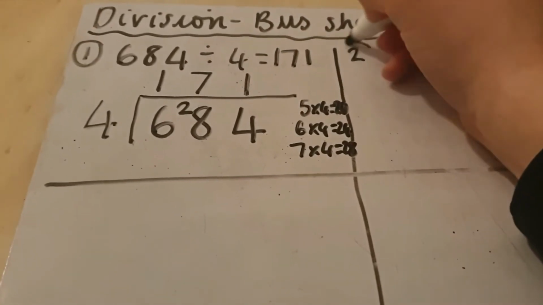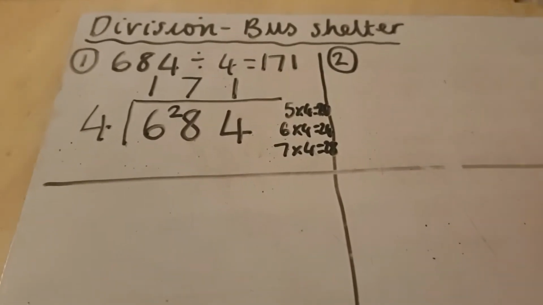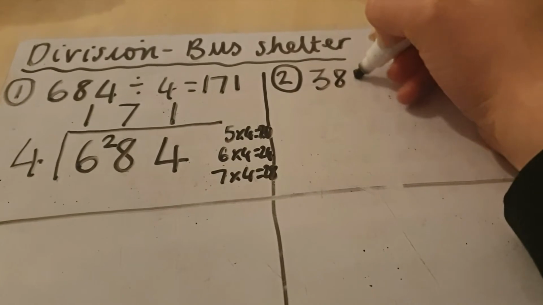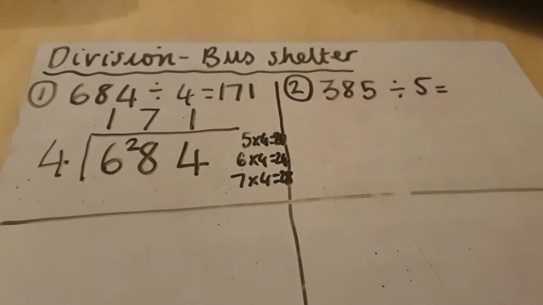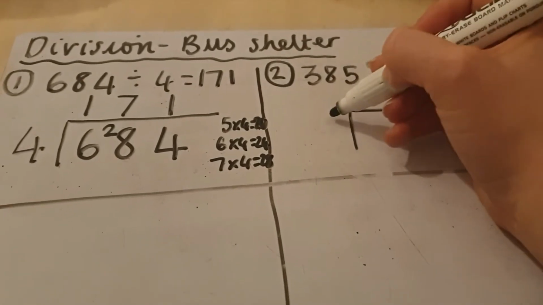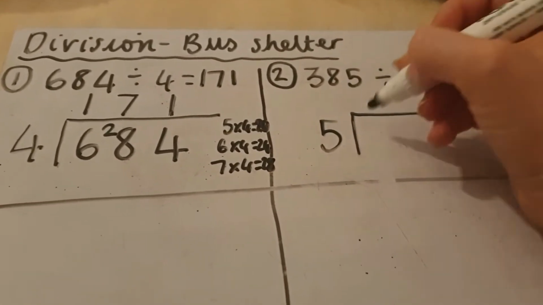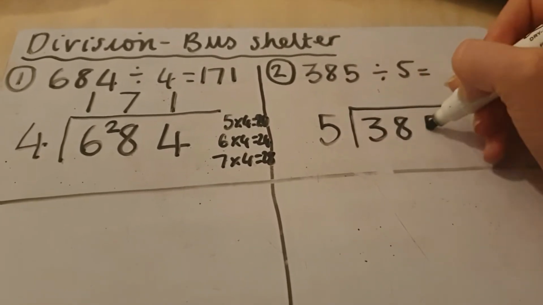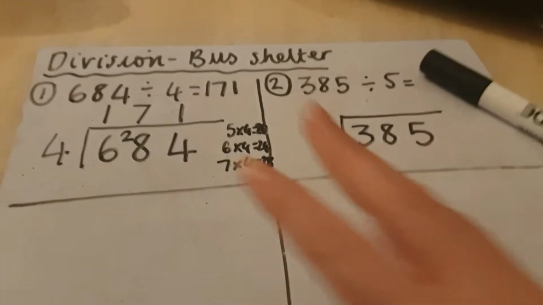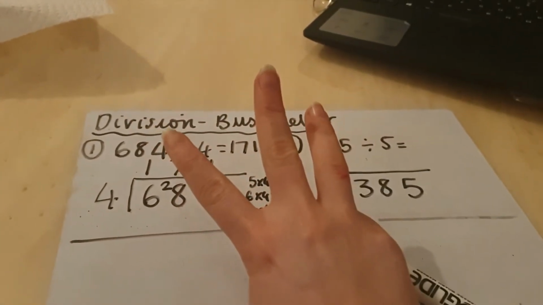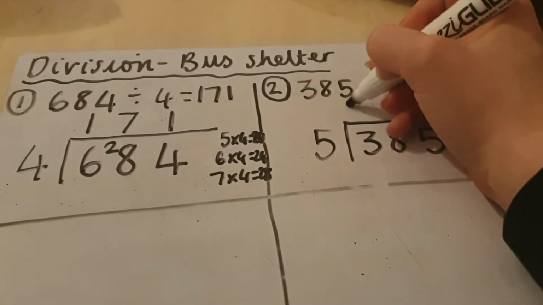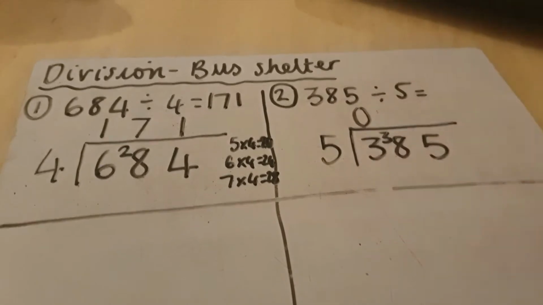Number 2, we're going to do another example where there is going to be no remainders, but this time you should be a bit more confident. So we'll do 385 divided by 5, okay? So first of all, I'm going to draw my bus shelter. The number I'm dividing by goes on the outside. The number I want to divide goes underneath. And again, I do the same questions. How many groups of 5 can I get into 3? So here's 3. How many groups of 5 can I get into that? Well, I can't get any because 3 is less than 5. So I'm going to put a 0 there and carry the 3 over.